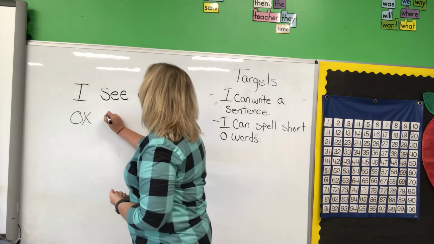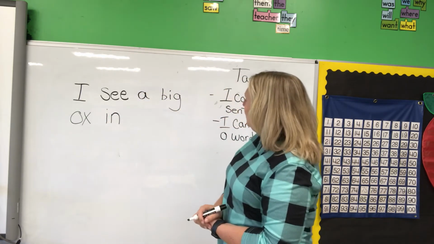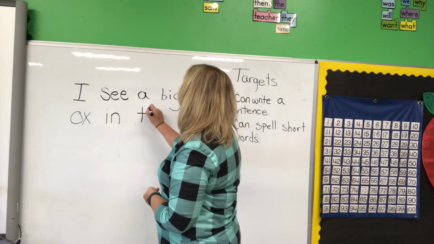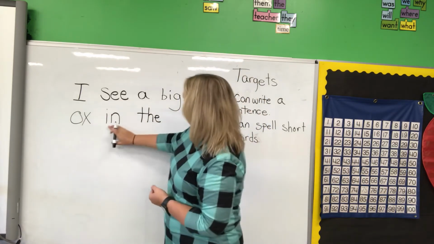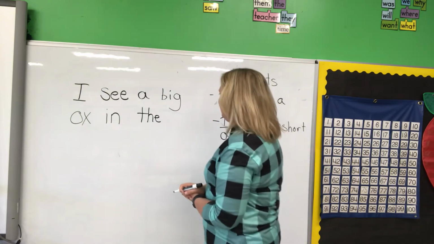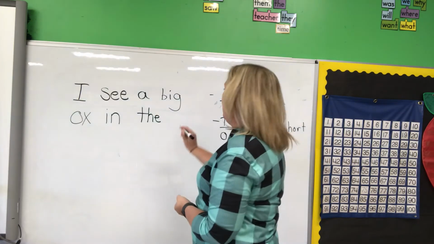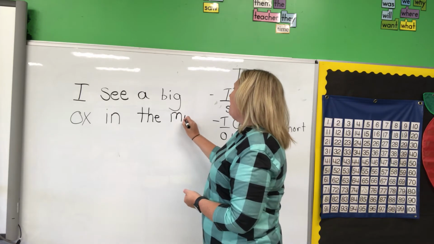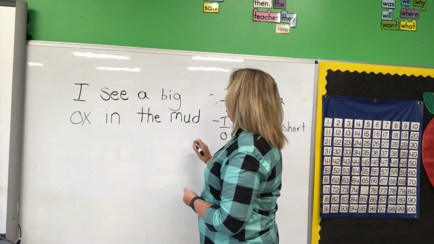So in is a sight word. I-N. I see a big ox in the. The is a sight word. T-H-E. I see a big ox in the mud. I've got to stretch that word out. Let's see what you hear. What do you hear? I hear an M. D. I hear a D.